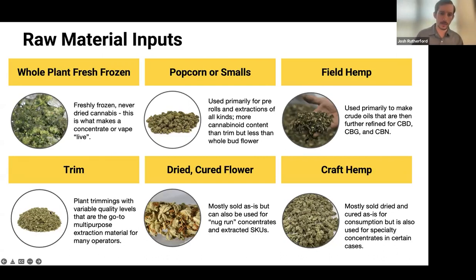Trim is very similar to your popcorns and smalls. You're going to be basically going into your wax and shatters or your ethanol baths to make distillate or crude type of material. And what those plant trimmings are is multi-purpose extraction material for so many different types of extraction. You could wash it. You could go into hydrocarbon. There are a lot of different areas that trim can be used for.